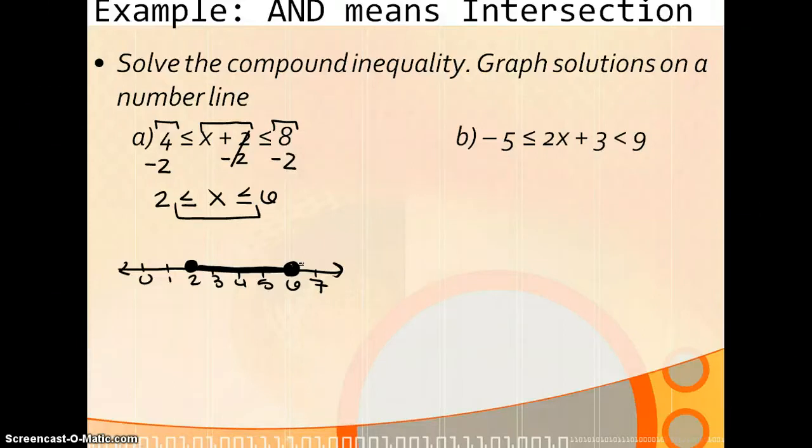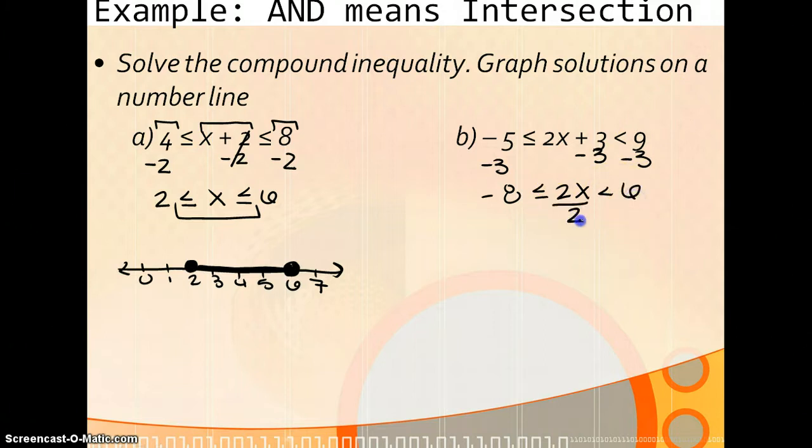Okay, so for B, you have negative 5 is less than or equal to 2x plus 3, which is less than 9. Again, the steps remain the same. Whatever you need to do to the 2x plus 3 to cancel everything out, you're going to do to all three portions of this inequality. Plus 3 was the last thing I said, so it's the first thing I'm going to remove. And always remember, you have to do the minus 3 throughout the entire thing. That gives us negative 8 is less than or equal to 2x, which is less than 6.